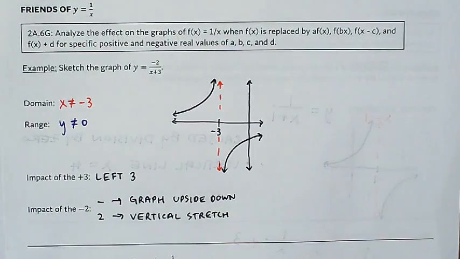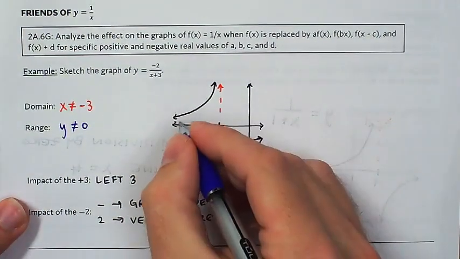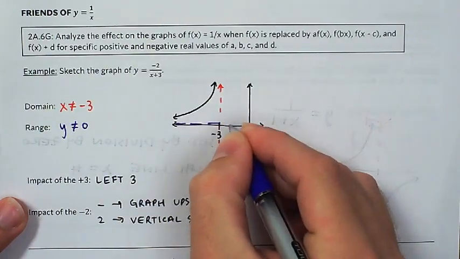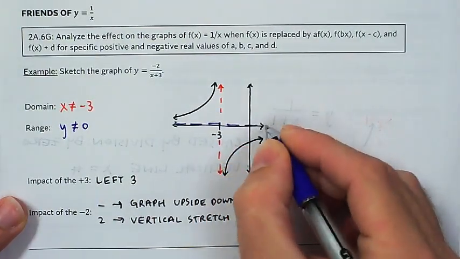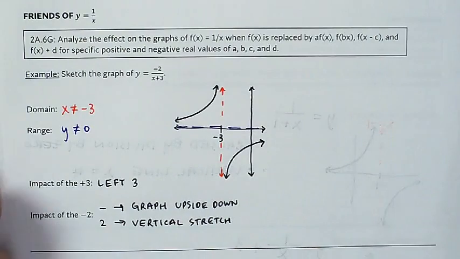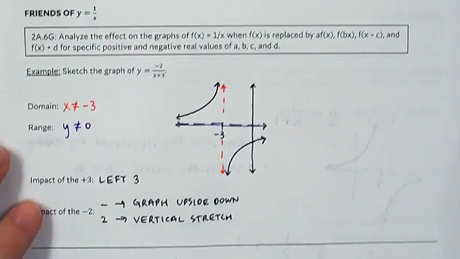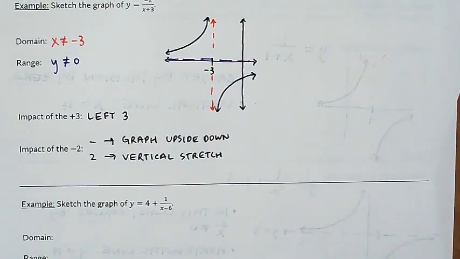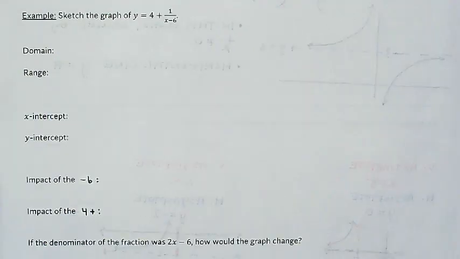All right, and then, y equals 0, I didn't label the asymptotes, so I'm going to put that in there too, just to be consistent. And yeah, that'll be my horizontal asymptote, y equals 0. All right, and then I've got one more of these examples. All right, 4 plus 1 over x minus 6.